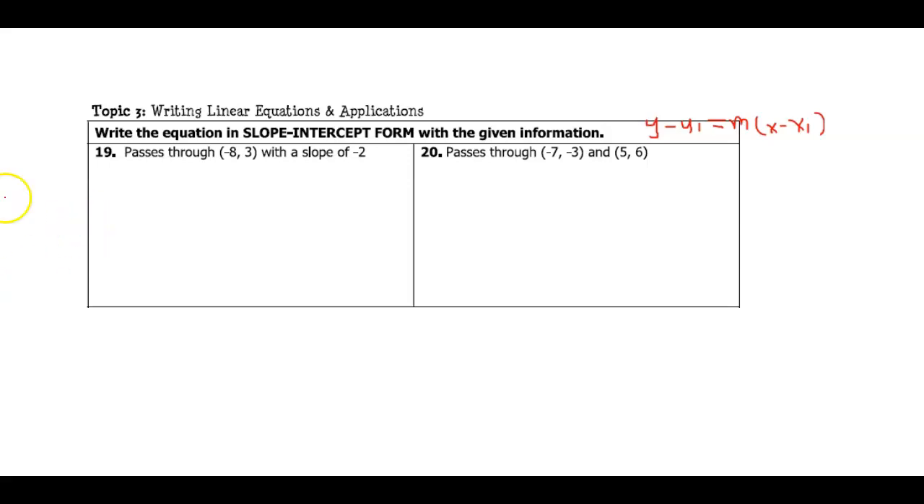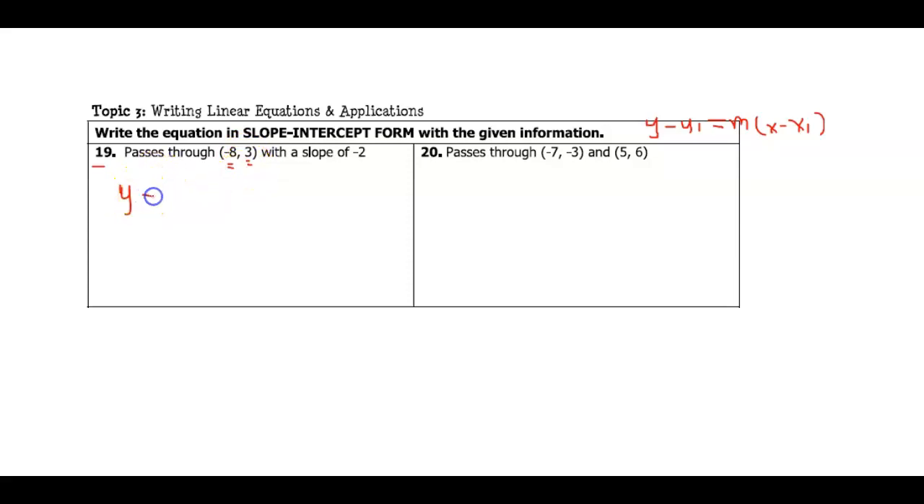With that being said, guys, I look at 19. 19 actually gives us a slope and a point. So this is perfect for our point slope form. So I'll just plug in the point. I plug in the x part of the point into the x1 and the y part into the y1.